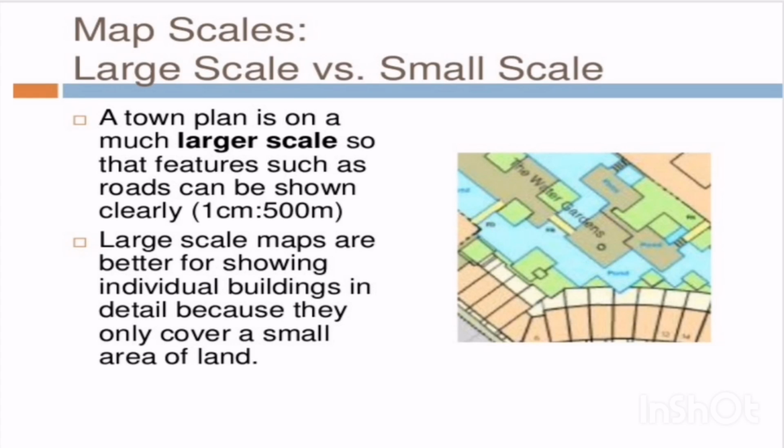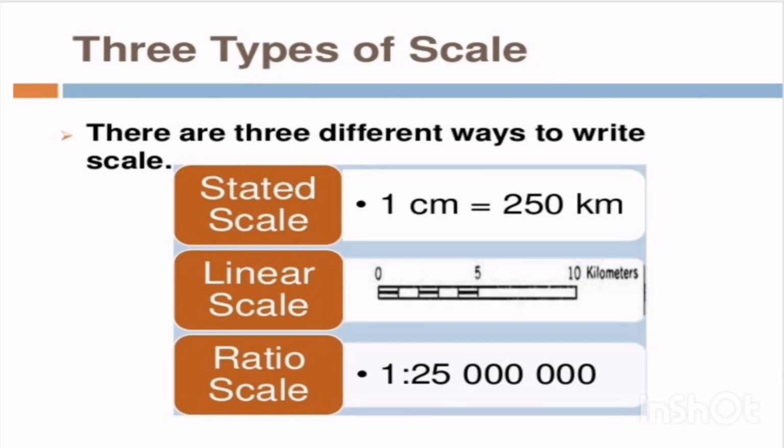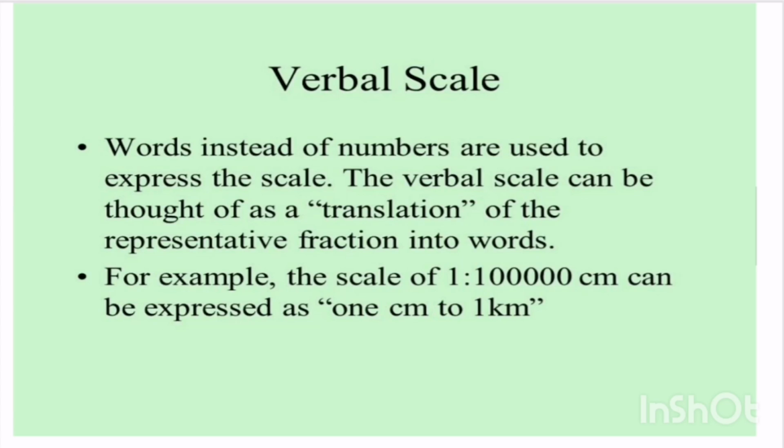Now there are types of scale which are used to measure distances. There are three types of scales through which distance can be measured. Your first is statement scale, or it can be said verbal scale. Then ratio scale, meaning representative fraction. Third is graphic scale or linear scale. So let's come to verbal scale first.